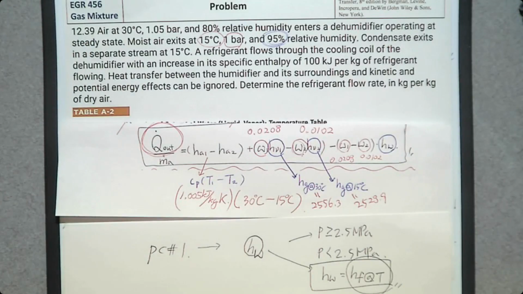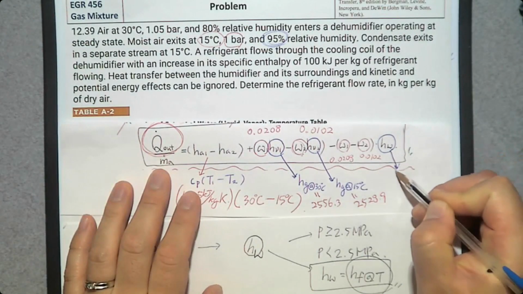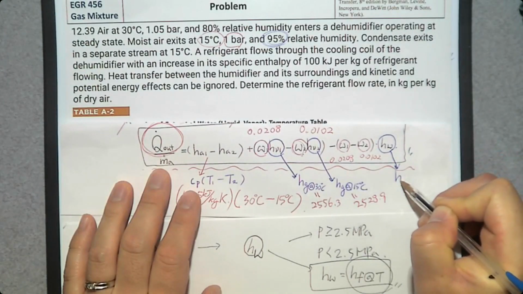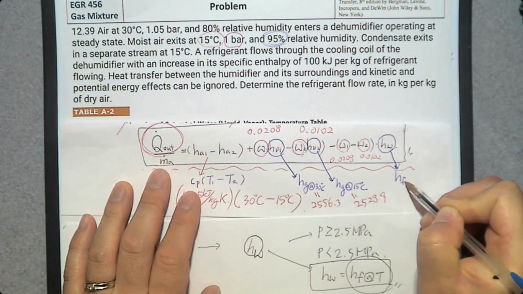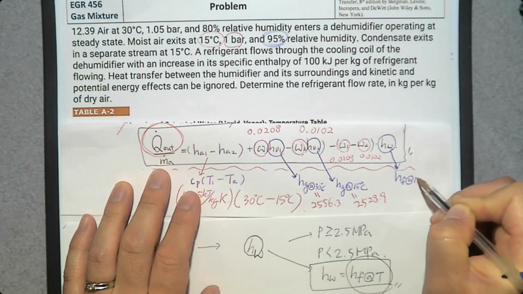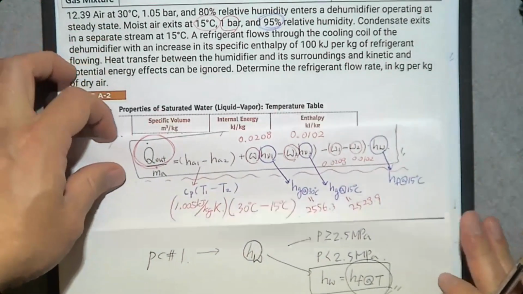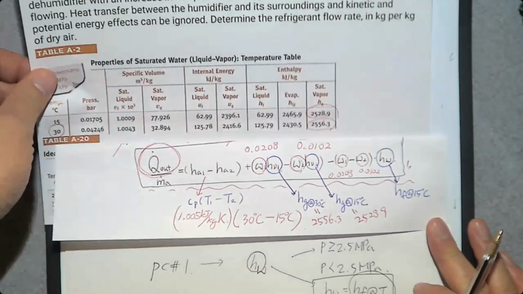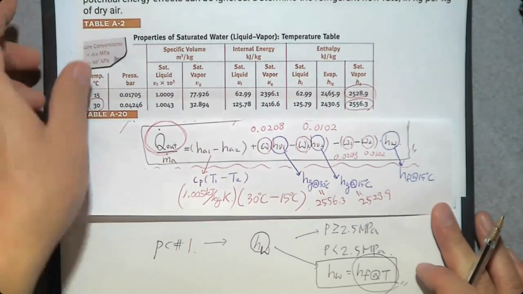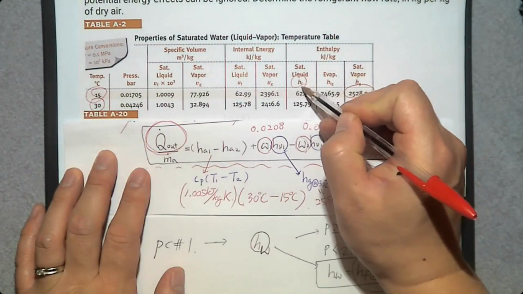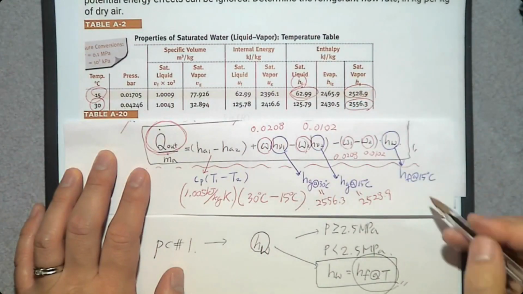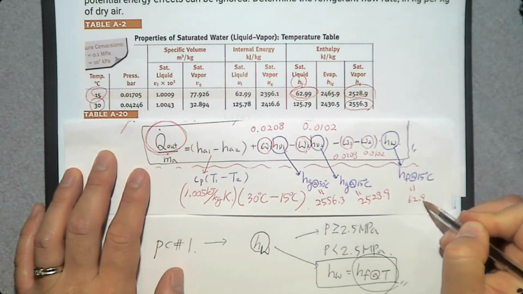Then what is the temperature of this liquid water? Condensate exits in a separate stream, which is exit number 3 at 15 degrees Celsius. So this one is H of saturated liquid, Hf, not Hg, at 15 degrees Celsius. And where is it? At 15 degrees Celsius, Hf is here, so 62.99.